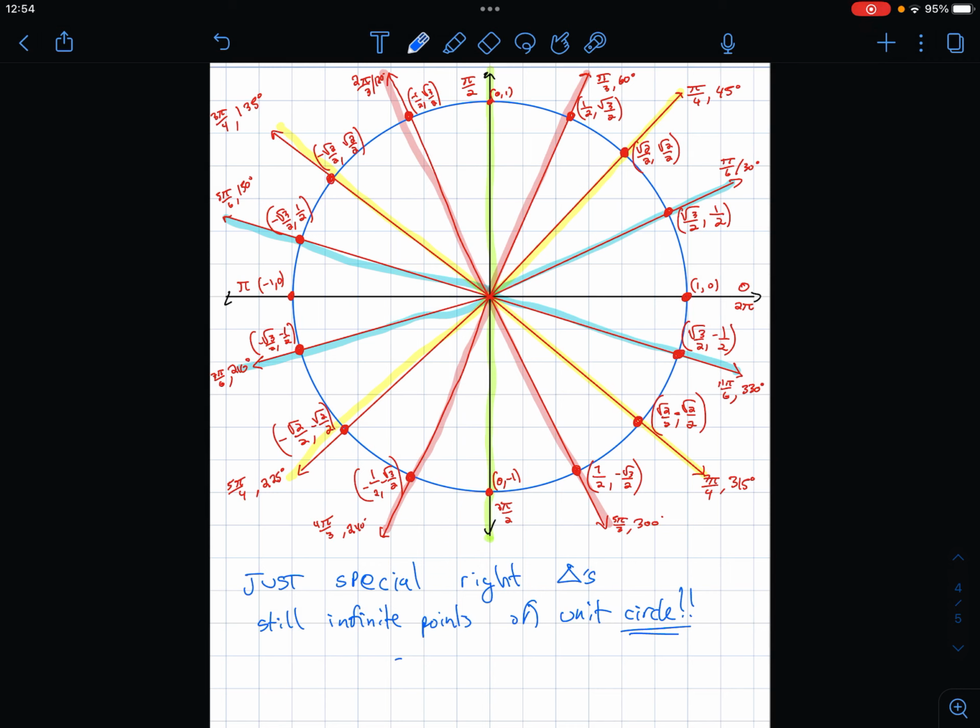without a calculator. And you want to be able to recall that sine of the angle theta is going to be equal to just y. Cosine of theta is going to be equal to x. Tan of theta is going to be equal to y over x. And you want to know why that is, how it relates to the triangles. And yeah, that's really the summary of the unit circle.